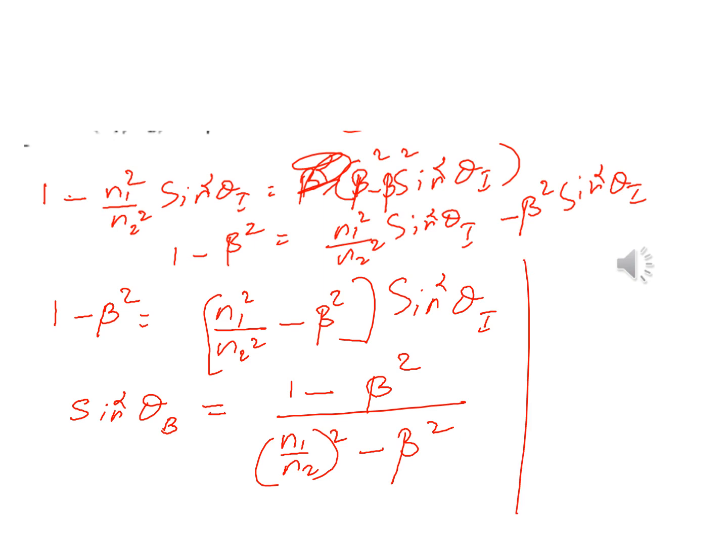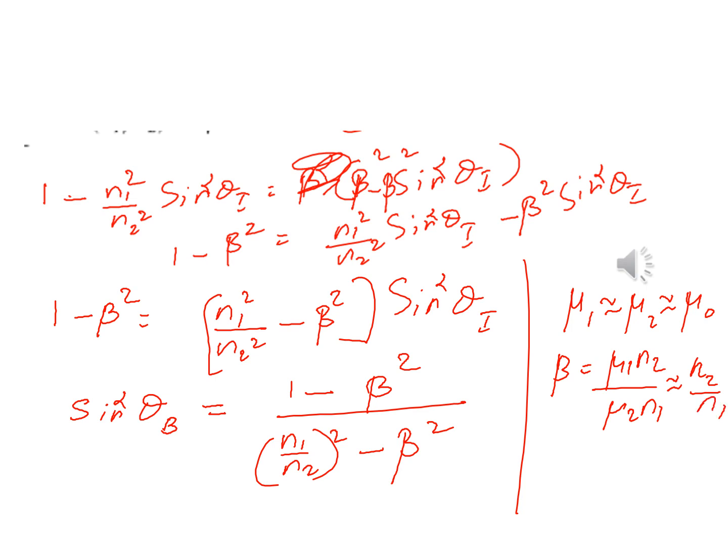Now we already know that for a typical case, the relative permeability of the medium is close to the relative permeability of vacuum. So using that, what will be the value of beta? We already know beta is equal to mu1 n2 divided by mu2 n1. This becomes approximately equal to n2 divided by n1. So using this, sin^2 theta B is equal to 1 minus beta square divided by, instead of n1 by n2, you can write 1 by beta, whole square minus beta square.